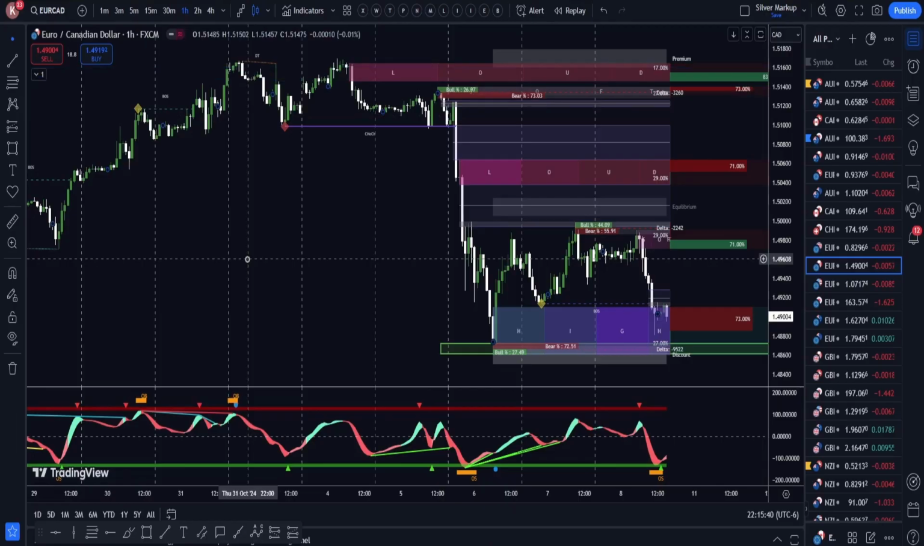So now I have multiple levels where I could potentially get in. I don't like entering trades at the equilibrium. So looking at this market, if I'm looking to enter a trade, I do see that there is an imbalance here, but with the premium and discount, you're looking at value trading with your smart money method, which puts the equilibrium in this area.